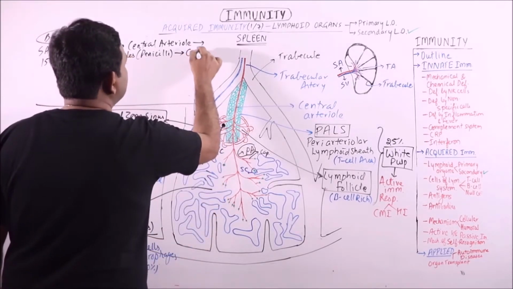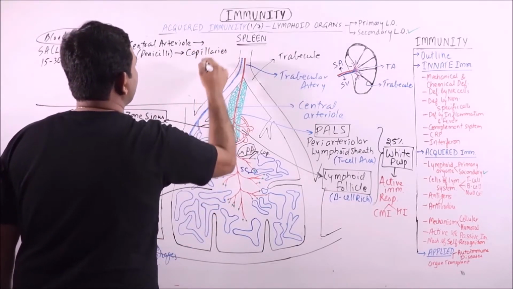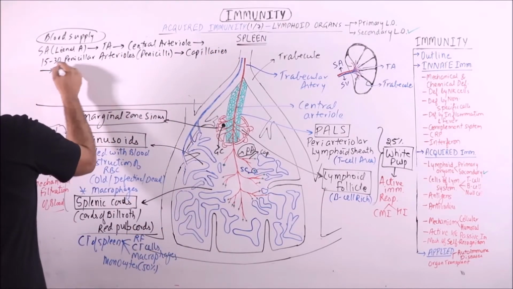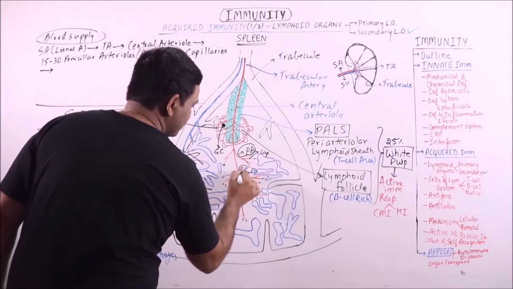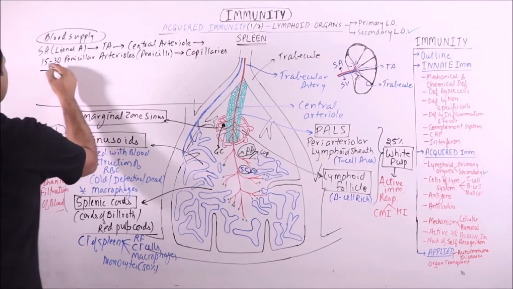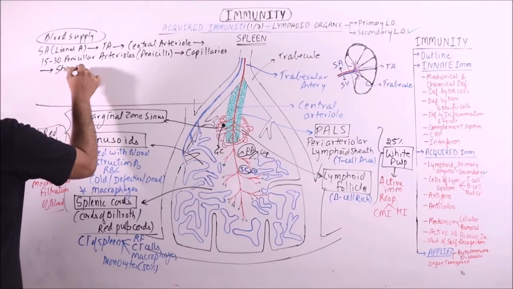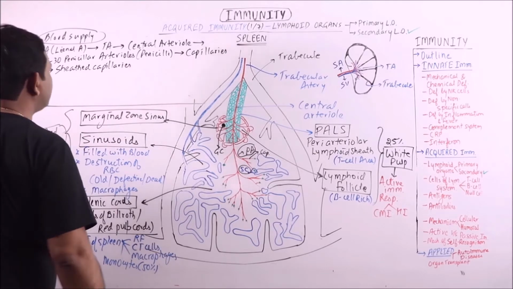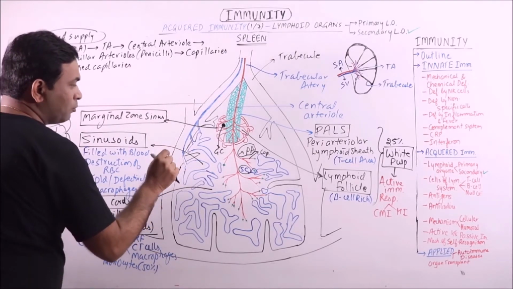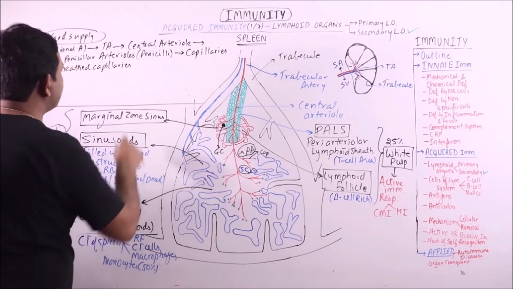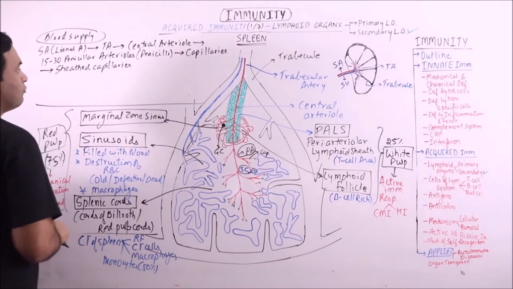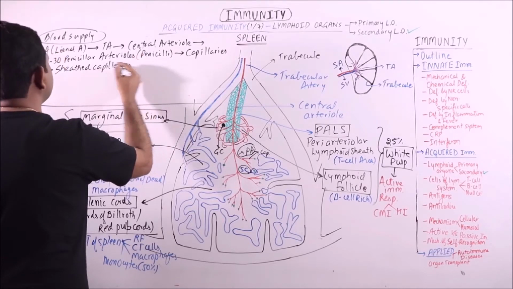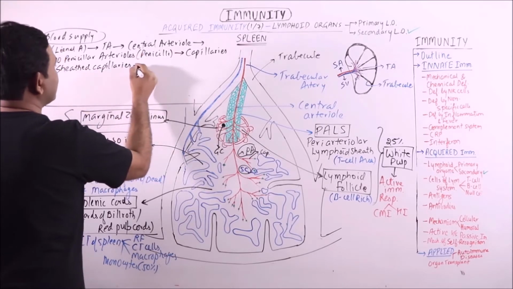Now, capillaries will be formed by these arterioles. These capillaries have sheathed ends. These are known as sheathed capillaries. A part of the capillary is sheathed, that is, some monocyte-derived macrophages and reticular cells enter the wall of these capillaries for identification and destruction of old, defective and dead RBCs.